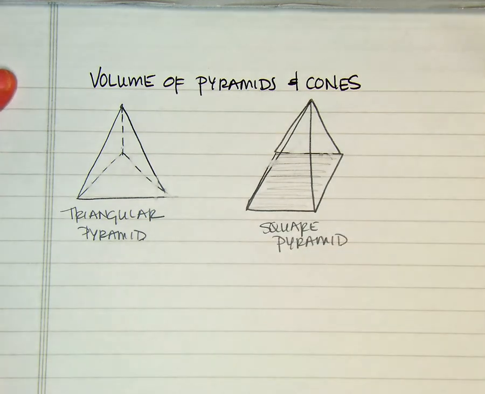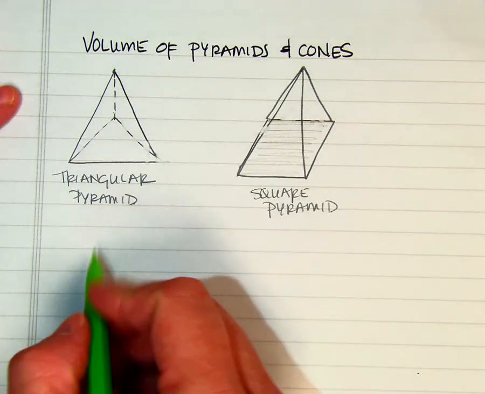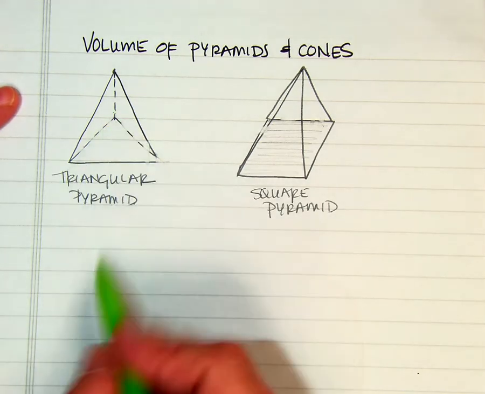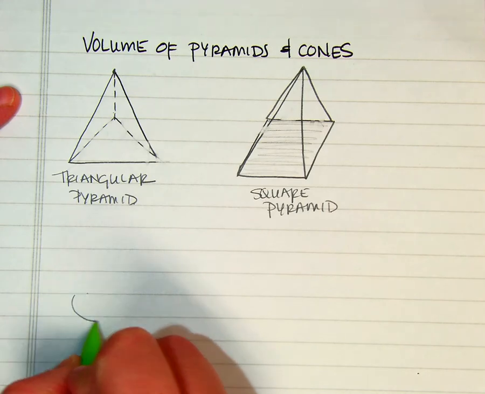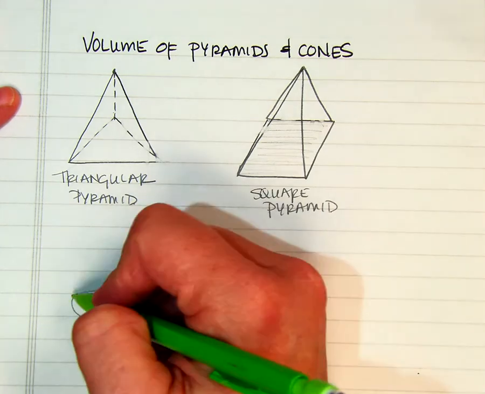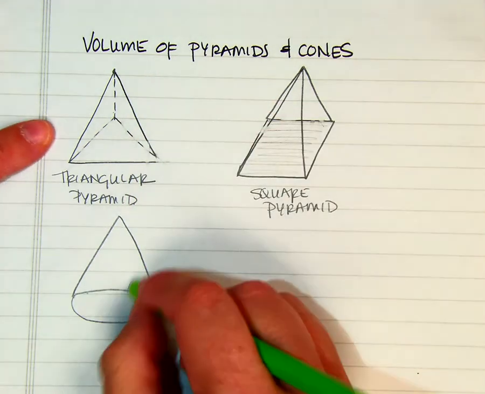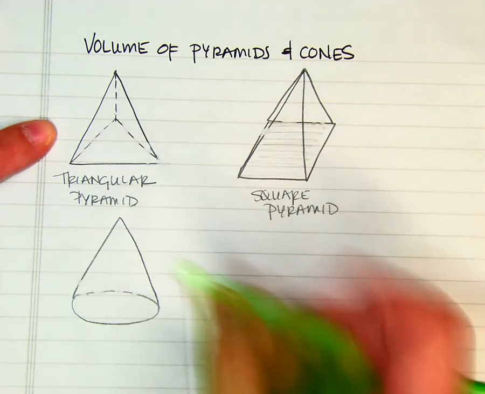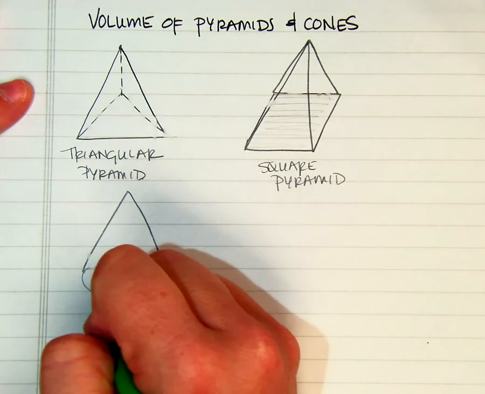Okay, and then for cones, same idea, but instead of a polygon for a base, you have a circular base. And again, meets at a point. Okay, so this would be a cone.